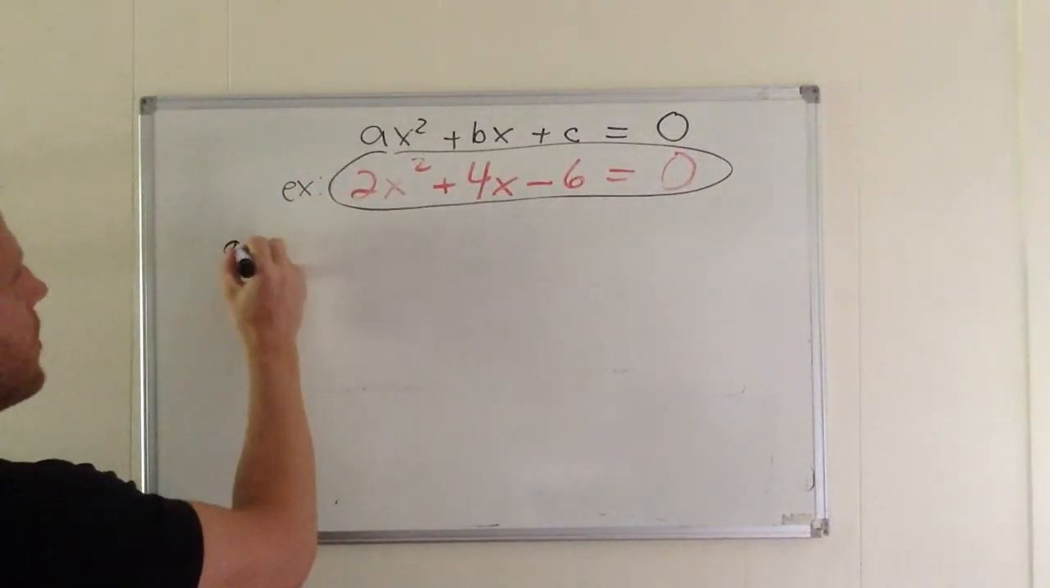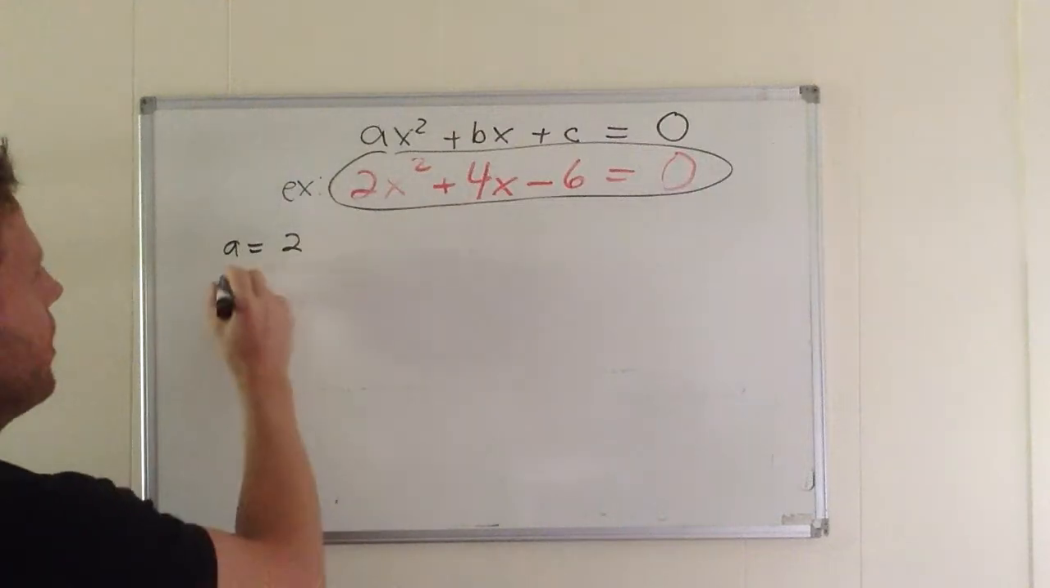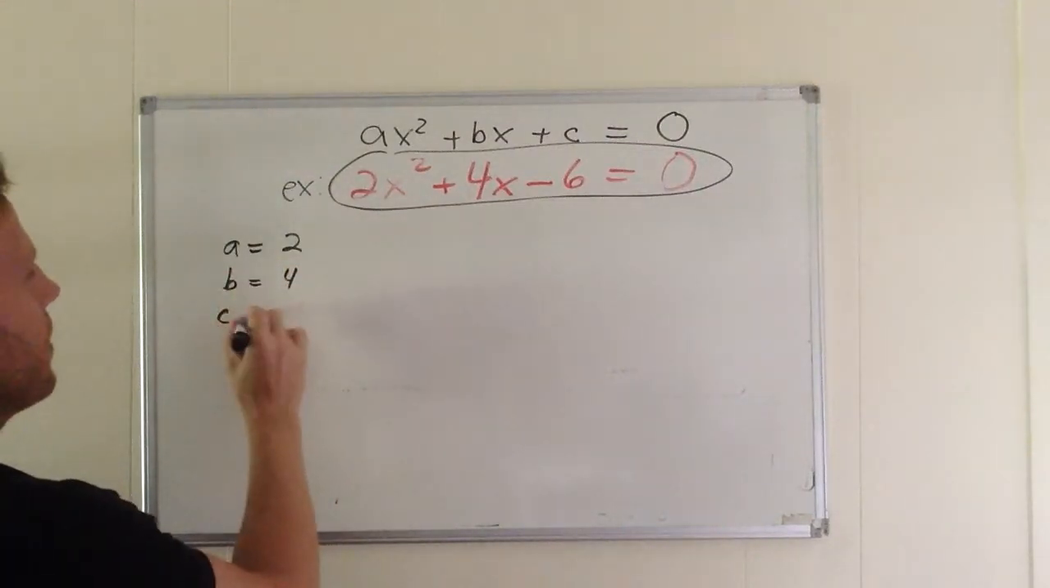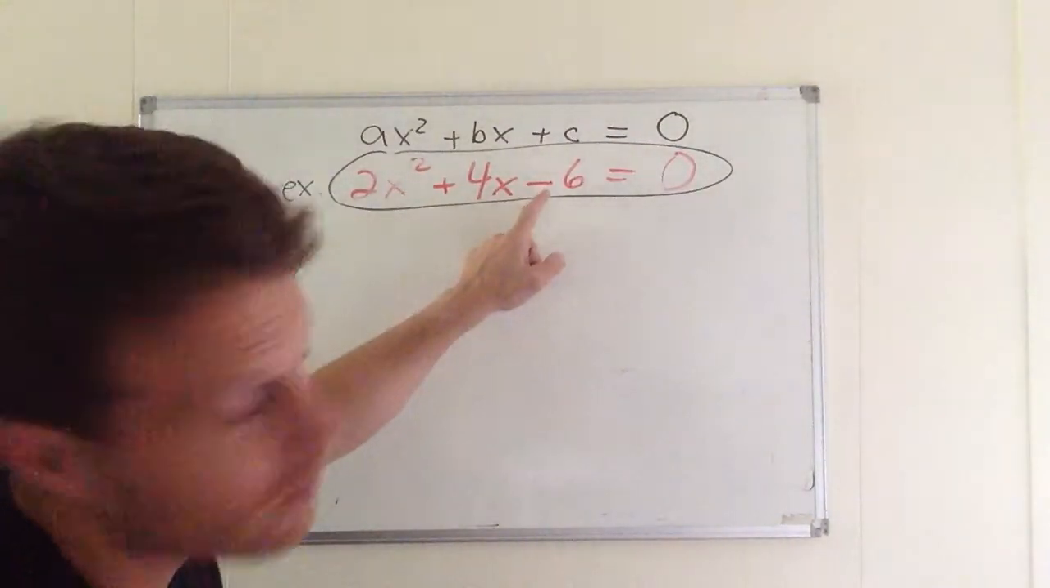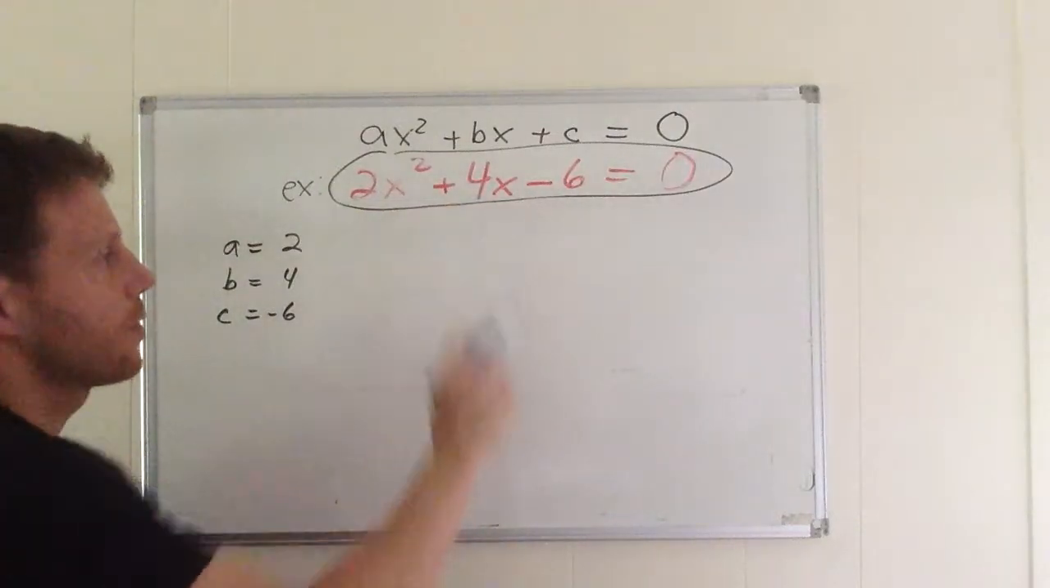The first thing we need to do is identify our a as 2, our b as 4, and our c as -6. Why is it negative? Because we have a -6. Keep that in mind. You have to look at your signs through here.